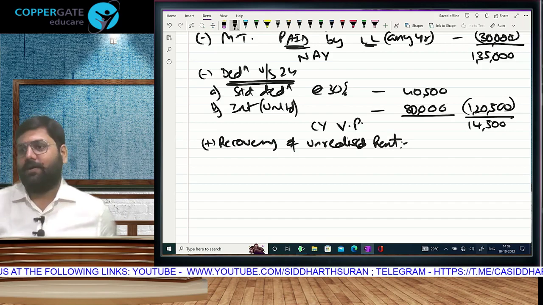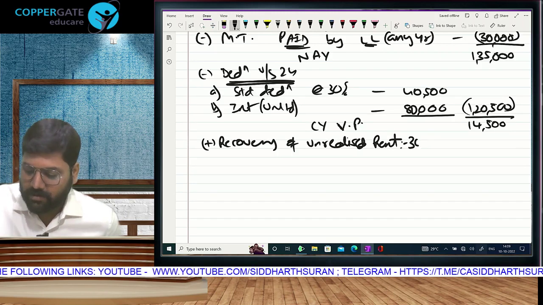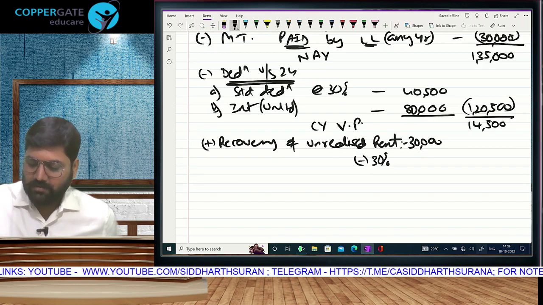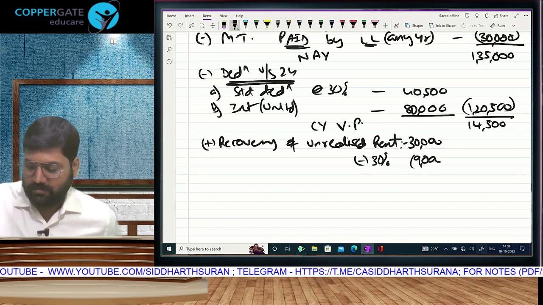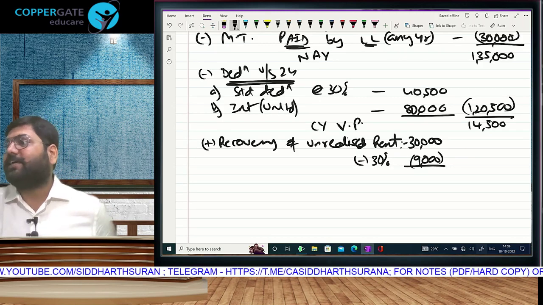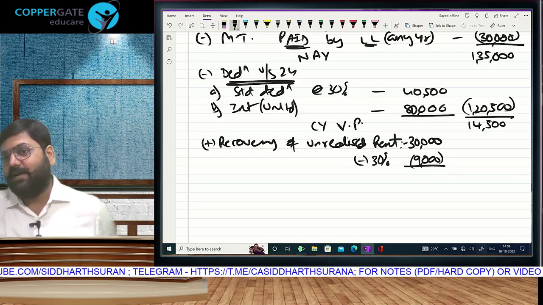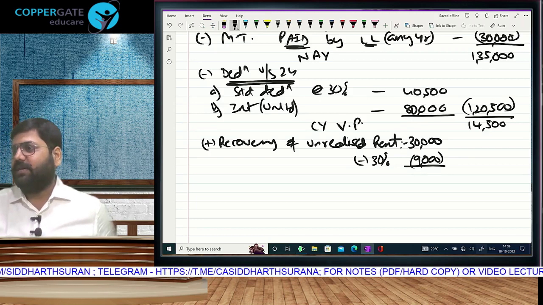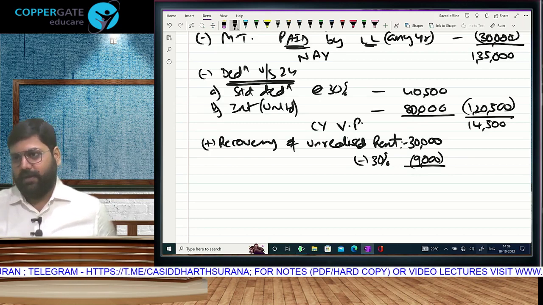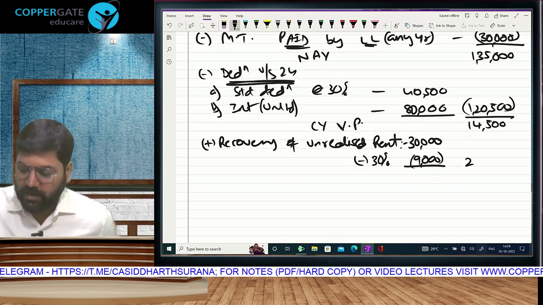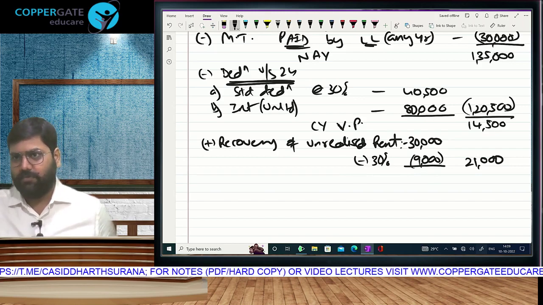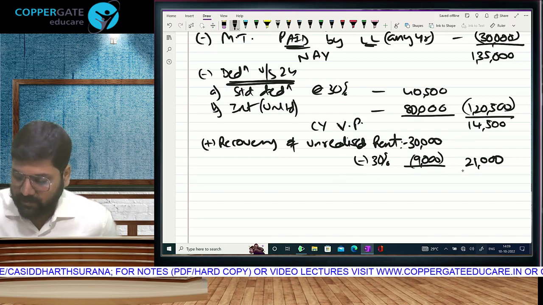We will not get deduction of any actual expense, but standard deduction of 30% is given against both recoveries, of unrealized rent as well as arrears of rent. So standard deduction will be given accordingly. You can also write 30,000 into 70%, no problem. One and the same.